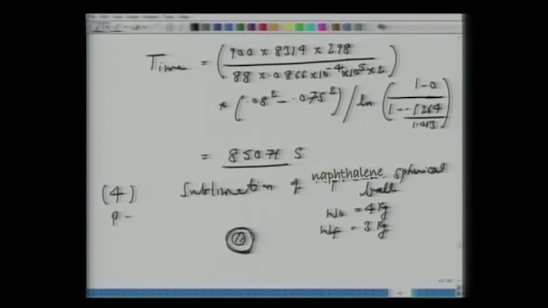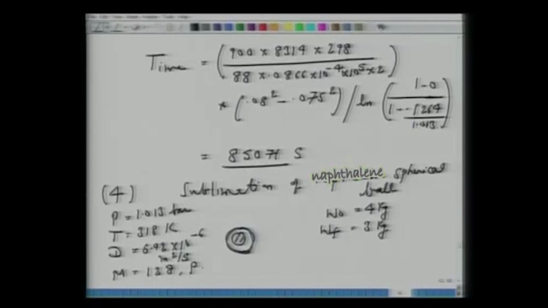Pressure is given, P is 1.013 bar. Temperature is given, 318 Kelvin. Diffusion coefficient is 6.92 times 10 to the power minus 6 meter square per second. Molecular weight of this naphthalene is given as 128. Density is given as 1140 kg per cubic meter.